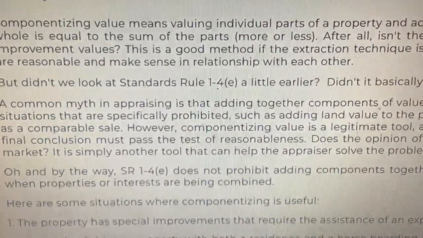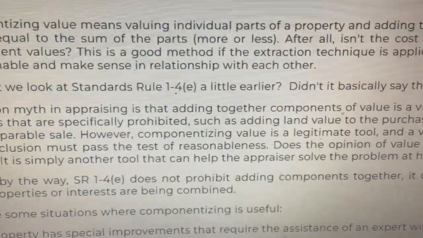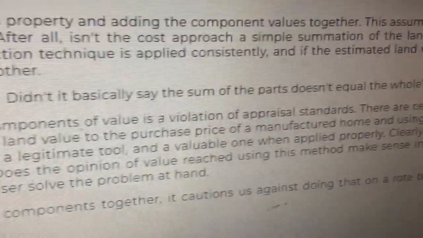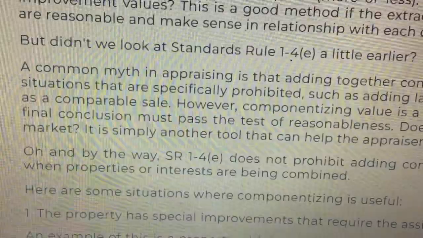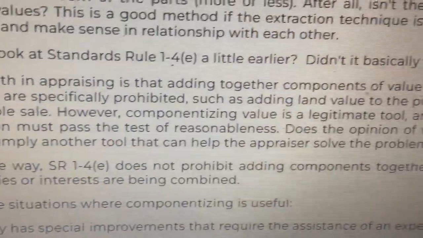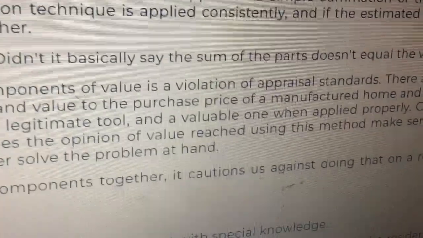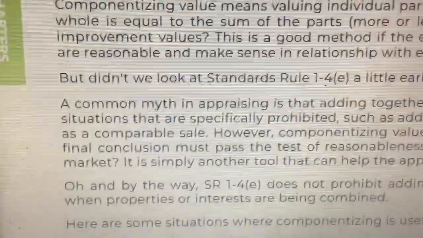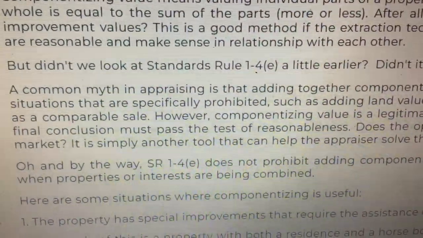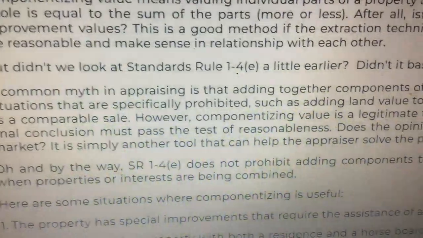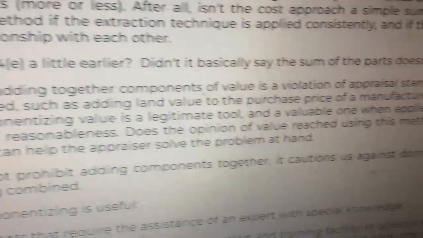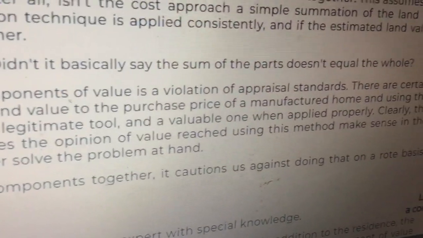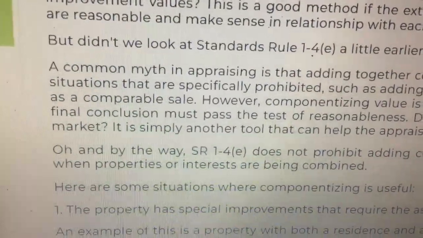But didn't we look at Standards Rule 1-4E a little earlier? Didn't it basically say the sum of the parts doesn't equal the whole? A common myth in appraising is that adding together components of value is a violation of appraisal standards. There are certain situations that are specifically prohibited, such as adding land value to the purchase price of a manufactured home and using this as a comparable sale.